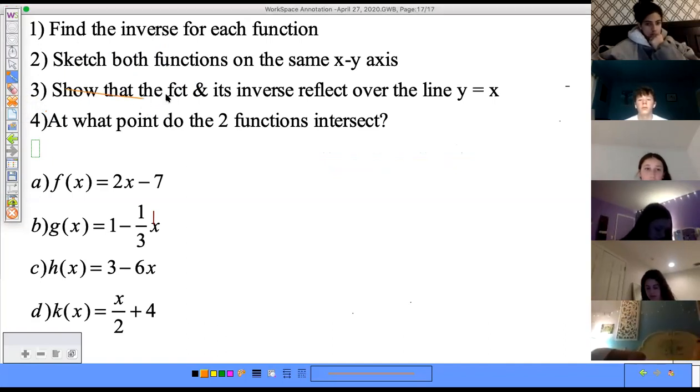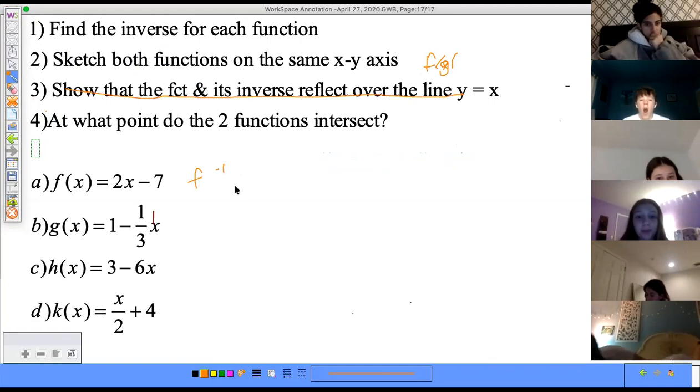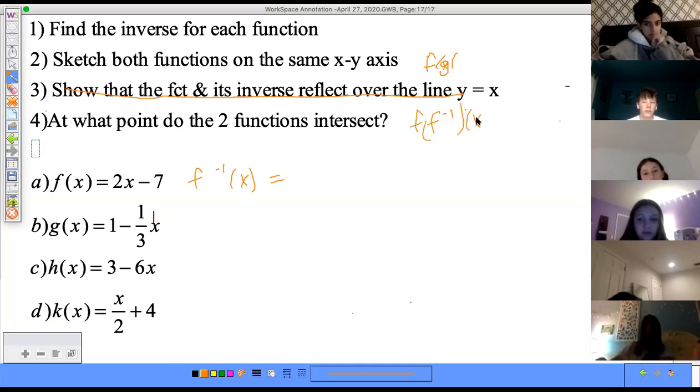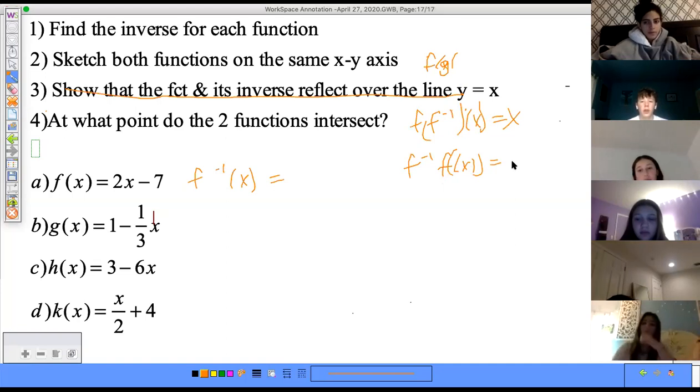On number 3, I want you to show that f of f inverse of x is equal to x, and that f inverse of f of x is equal to x.